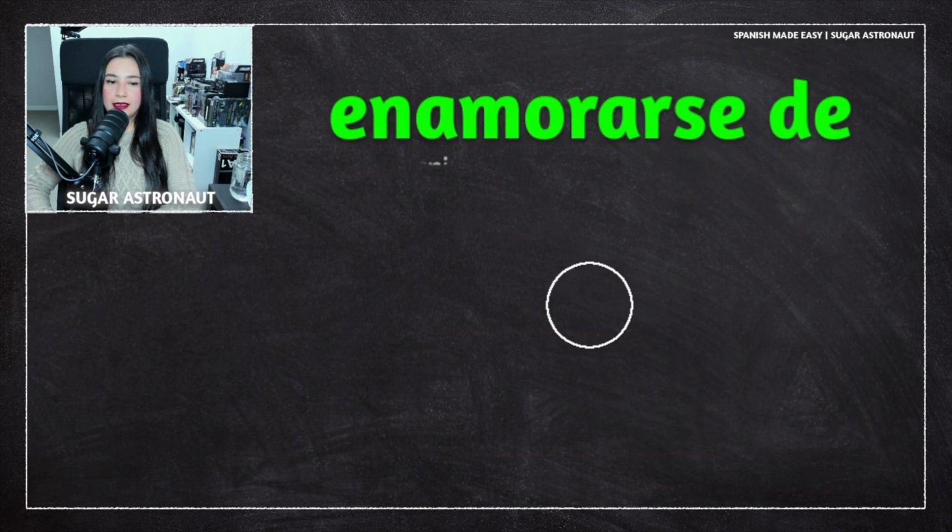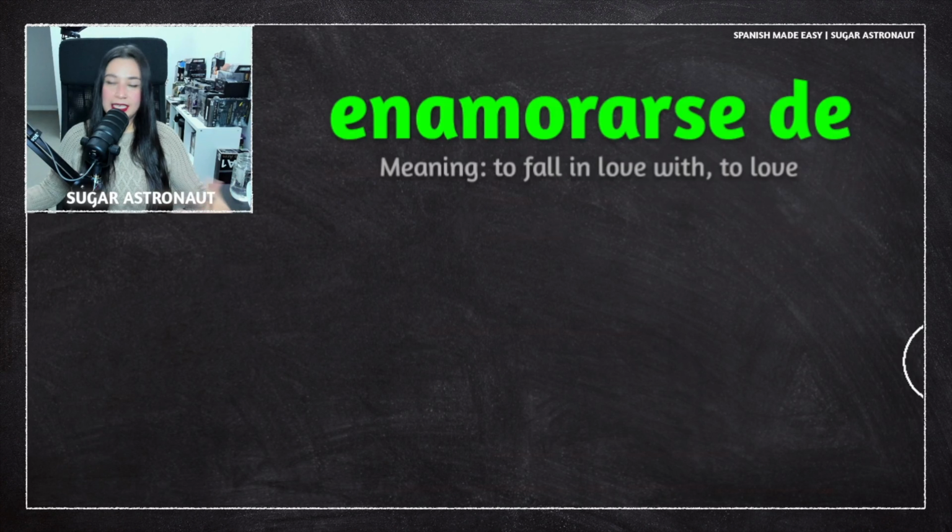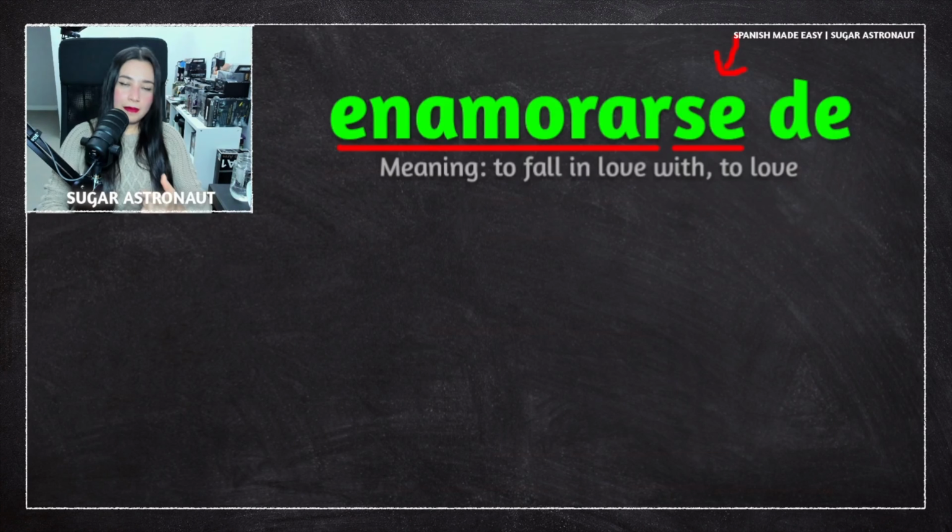This means to fall in love with someone or just to love in general. To fall in love with or to love. Enamorarse. Now, enamorar is a verb, okay? And when you add the pronoun se, that tells you that you need to use reflexive pronouns. Me, te, se, nos, os, okay? So just remember that.